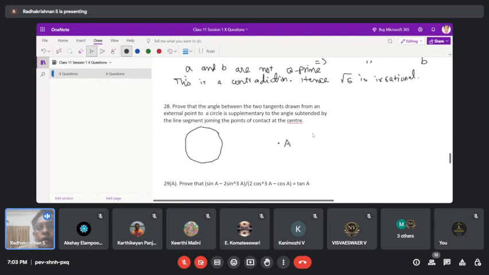So with this mouse and all, it's very hard to draw a line. So pardon me if it is not coming out very well.